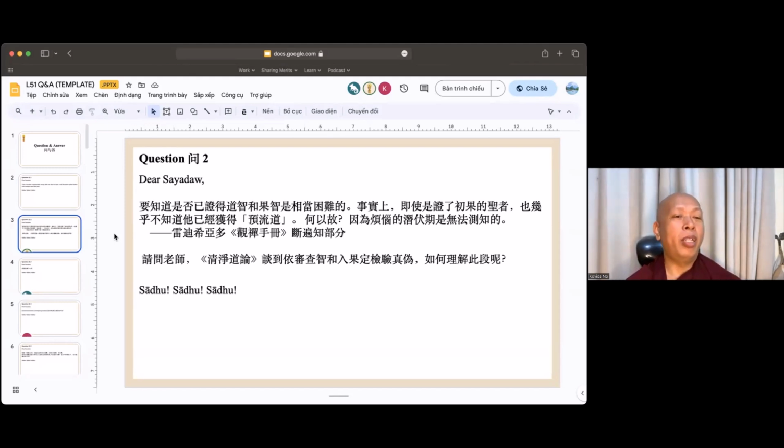So his question is, in the Visuddhimagga, it says that according to the Patisankha Nana, one enters into Phala Samapatti, then one can check whether it is true or not about the attainment. Can we understand how to understand this paragraph?